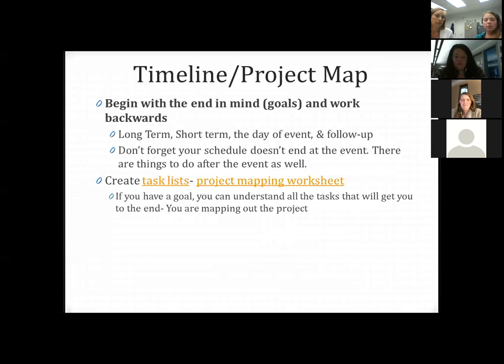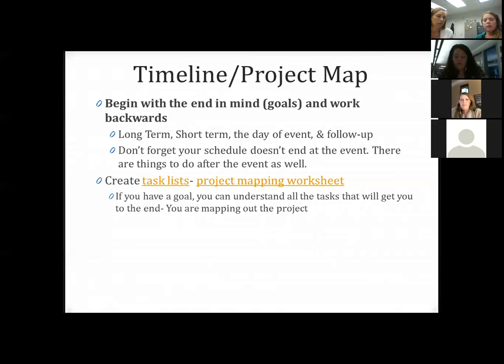For your timeline and project map, it's always good to begin with the end in mind. So think about those goals and then work backwards from there. You have your long term, which would be very vague, and your short term and the day of the event, which will be much more detailed, for your project map or timeline with more instructions on what should be done.